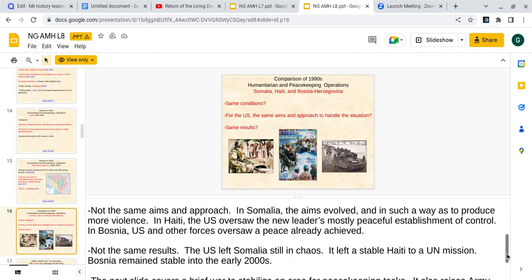Also, not the same results. The U.S. left Somalia. Like I said, they withdrew, and it was still in chaos. When we withdrew, we didn't really fix things in Somalia, unfortunately. As for Haiti, when we left Haiti, it was stable. And then Bosnia, when we left there, they remained stable for a while, all the way up until the early 2000s. So in Bosnia and Haiti, we left them in a stable state. But for Somalia, we left it in chaos still. We didn't really help because we had to withdraw.